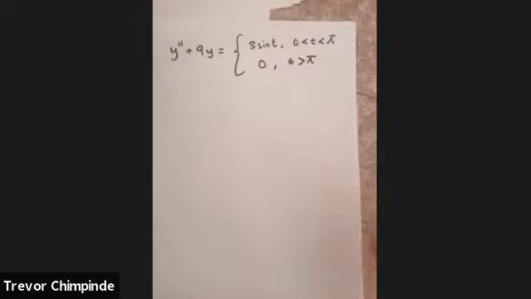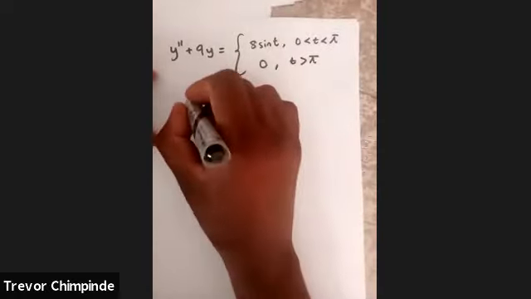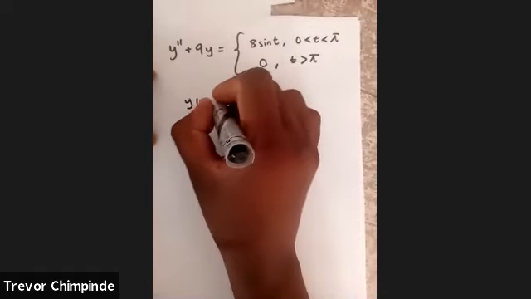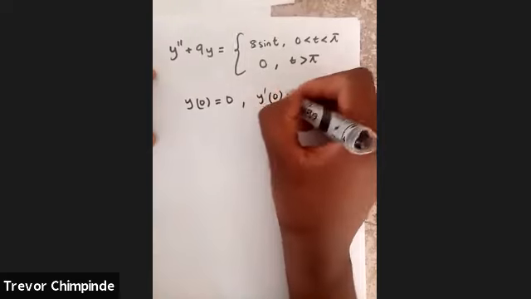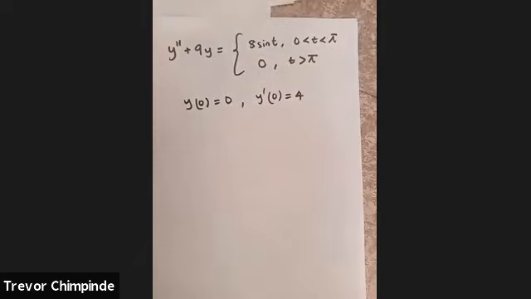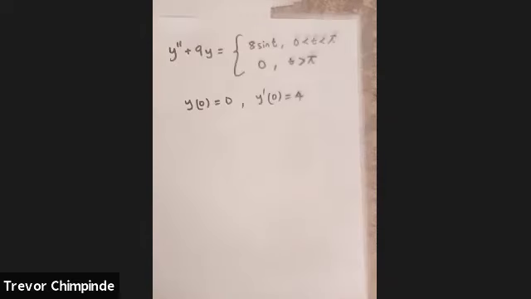Okay, I found the problem. So y of 0 is 0 and y prime of 0 is 4. Let's confirm. Yes. Okay.